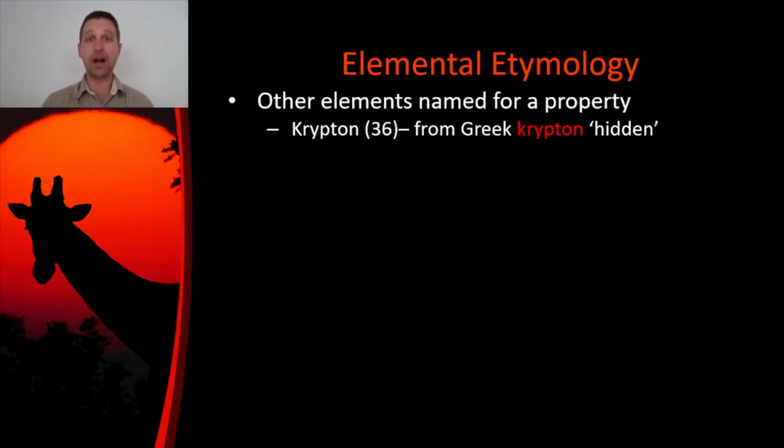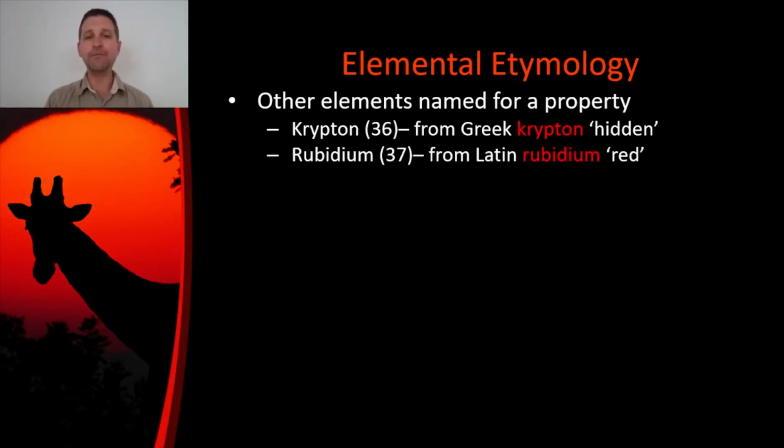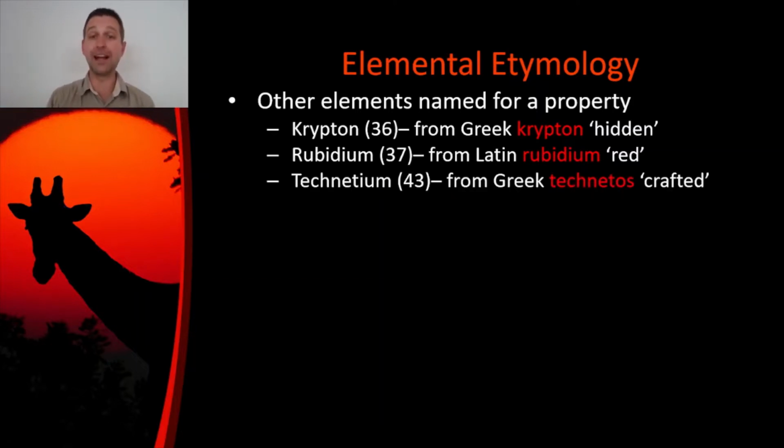So also krypton, another noble gas, got its name because it was sort of lying there hidden and we had to find it fairly late in the game. Rubidium comes from a Latin word that just means red, because there are some red associations with this element. Technetium comes from the Greek word technetos, which means crafted.